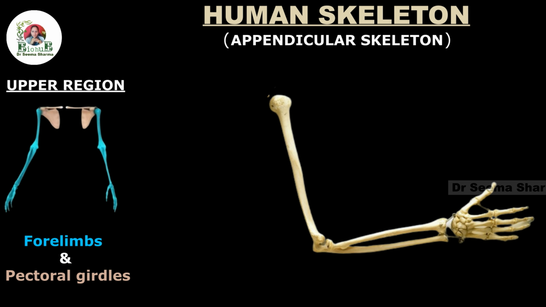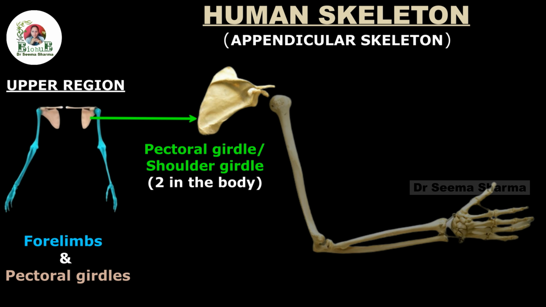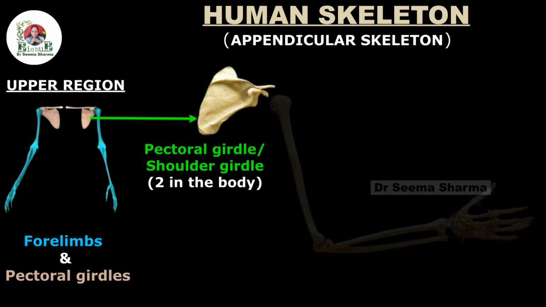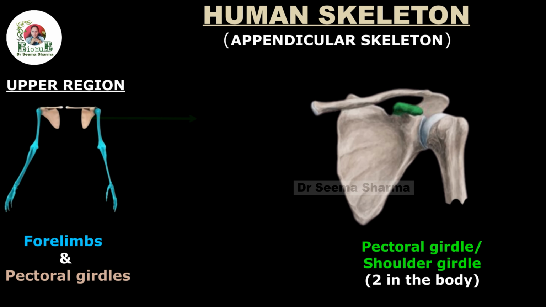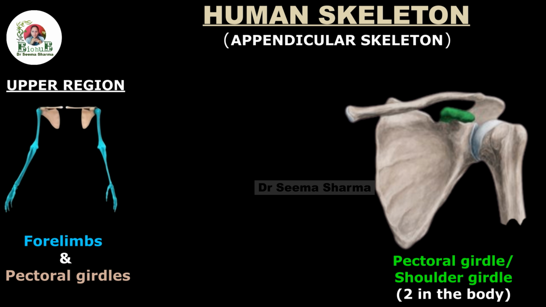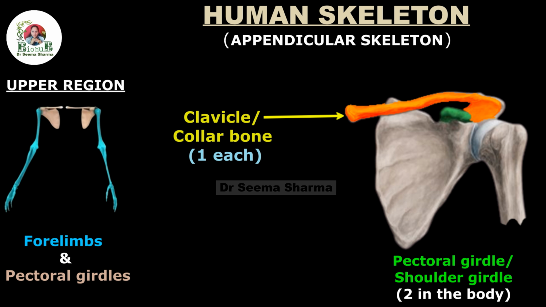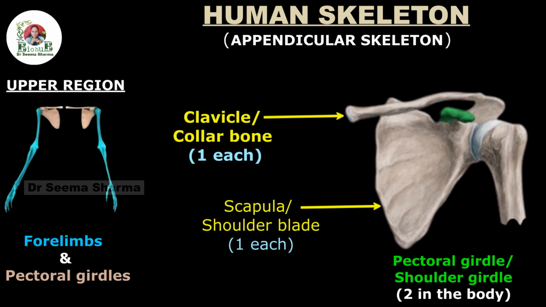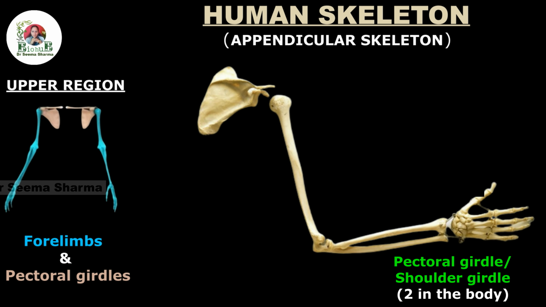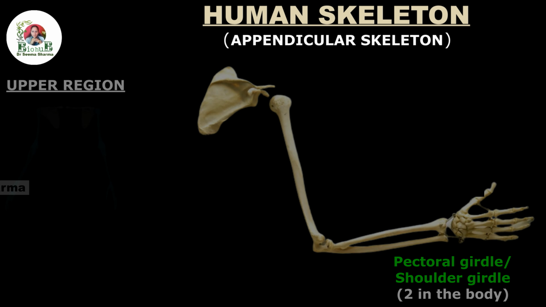Now let's learn about the pectoral girdle, which helps in articulation of forelimbs with the axial skeleton. We have 2 pectoral girdles in human body. Each of it consists of one long, slender bone called clavicle or collarbone and a large triangular flat bone called scapula or shoulder blade. So that's it about the upper region of appendicular part of human skeleton.